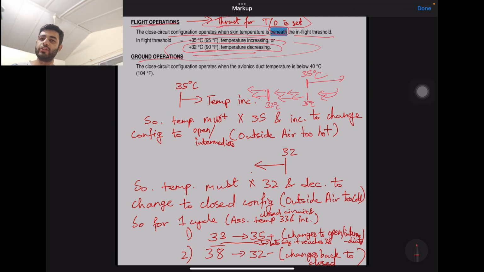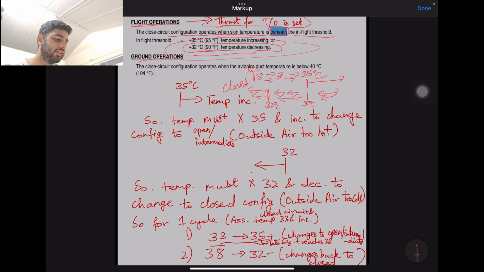Again, once you have reached closed configuration, it's the same concept. It converted, it became closed config. Once it has become closed config, it's not going to open the flap immediately when it reaches 32 degrees Celsius. What is going to happen is, it's going to say, okay, let the temperature increase. Let's see if it's increasing. Temperature keeps on increasing. It says, okay, let it increase.